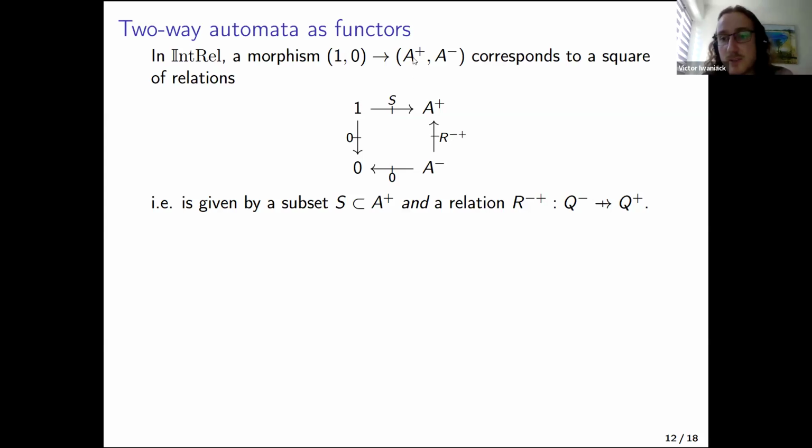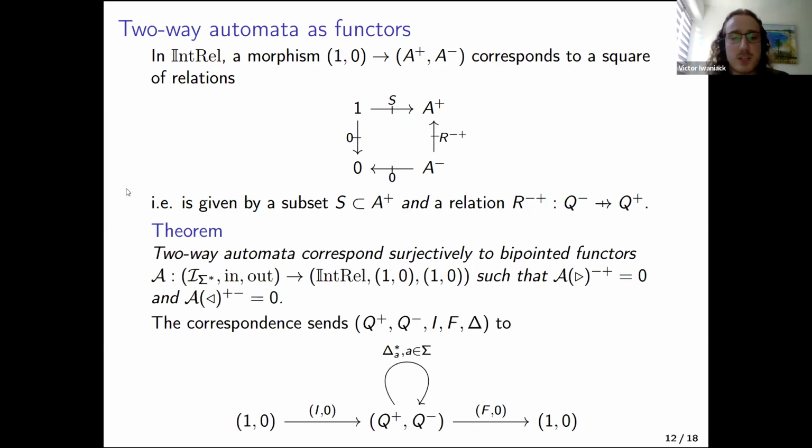And we want to describe subsets of A plus because we want to describe the initial state subset and the accepting state subset. So here is the representation theorem. Two-way automata correspond surjectively to bipointed functors from I sigma star to Intrel, sending both in and out to 1, 0. And we ask that those guardrails are empty because we are not interested in them. So why do I say it's surjective?